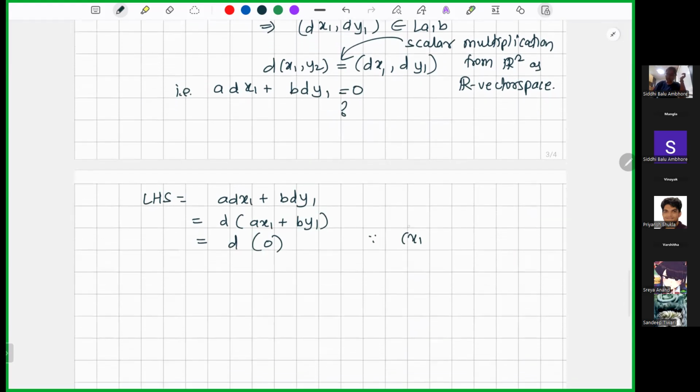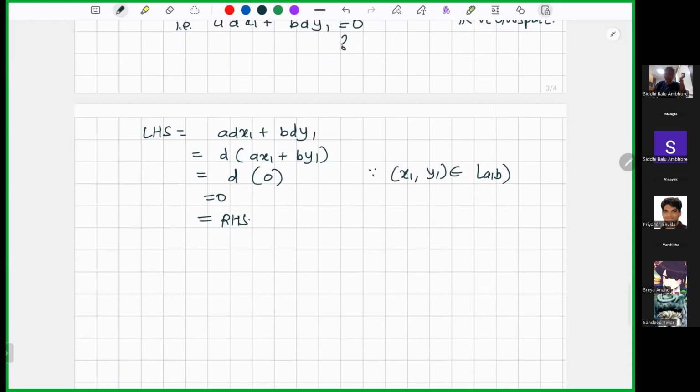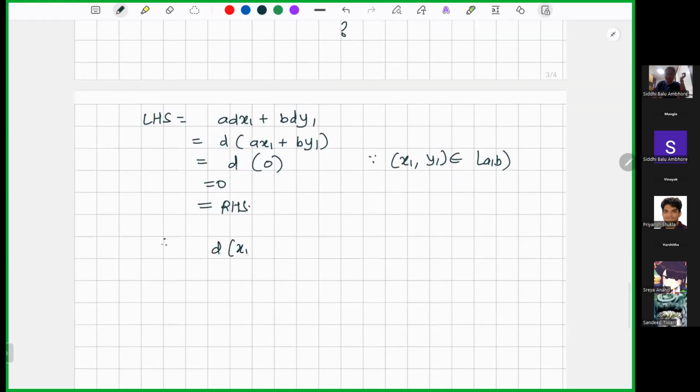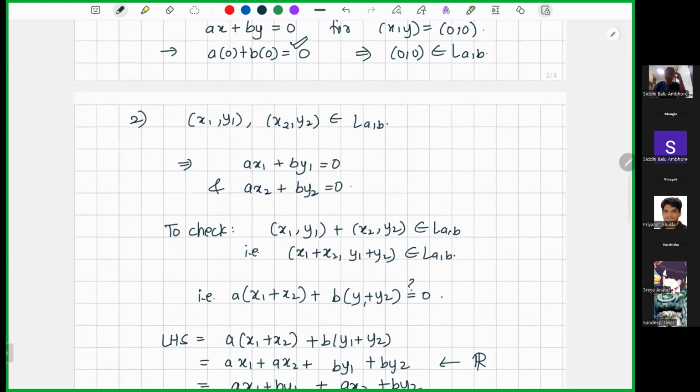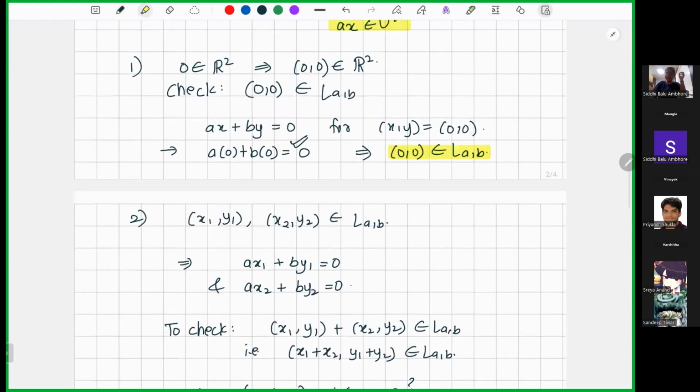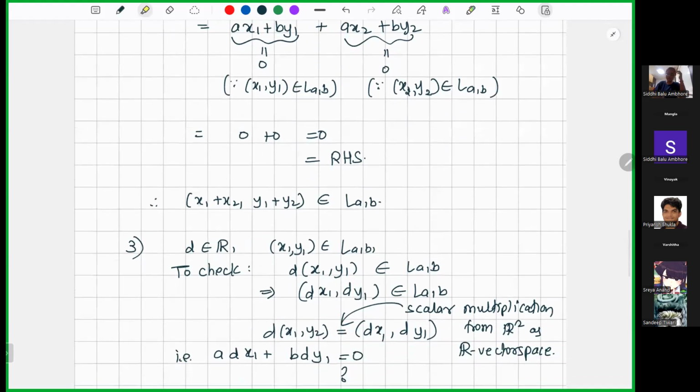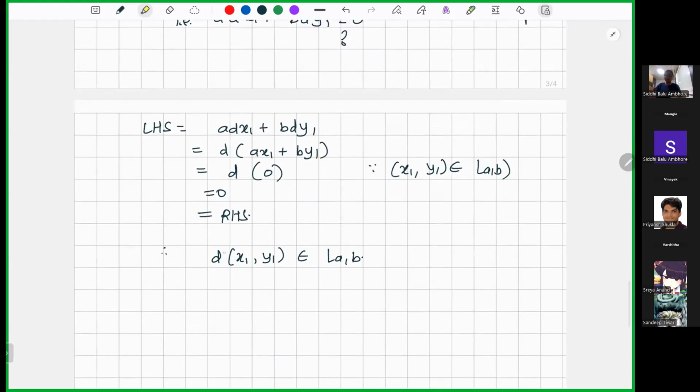Okay, just a sec. Let me just finish this. x1, y1 in LAB, and this is now 0, and this is what we wanted to check. So therefore, this d x1 y1 belongs to LAB, and so it satisfies all the three criteria: that this L0 belongs to the line LAB, then the addition of two vectors belongs to the line, and scalar multiplication of vectors also belongs to the line.